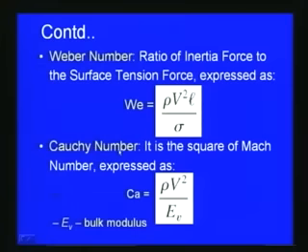Another important dimensionless number is the Cauchy number. The Cauchy number is the square of the Mach number, which we have already seen. It is defined as Ca is equal to rho V square by Ev, where V is the velocity, rho is the density, and Ev is the bulk modulus. Wherever the compressibility effect is much more important, the Cauchy number is utilized.